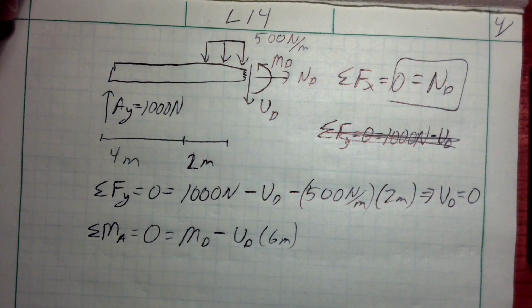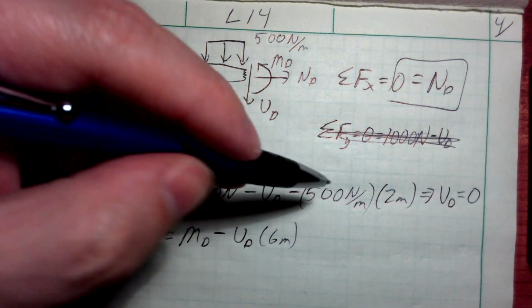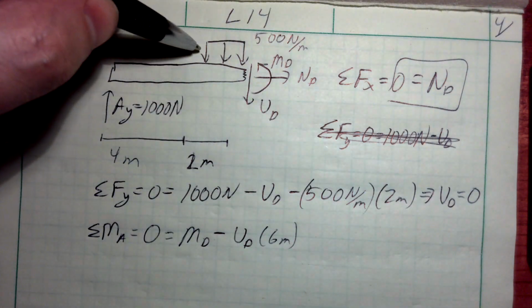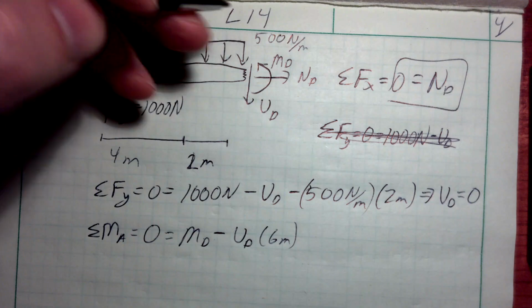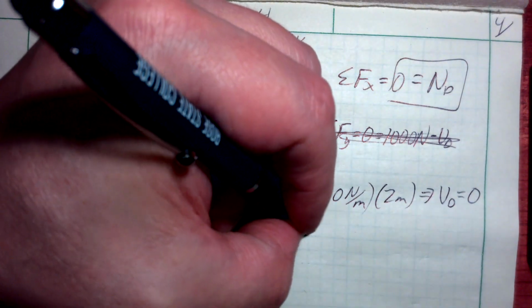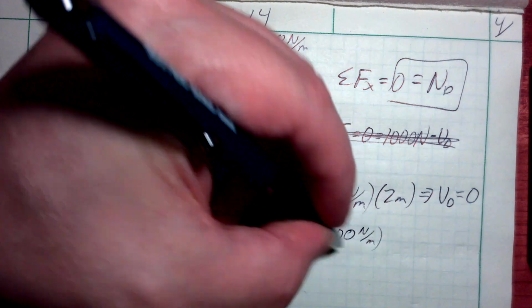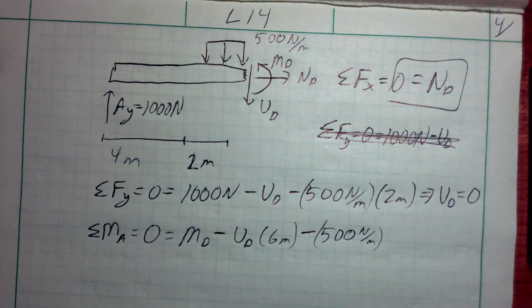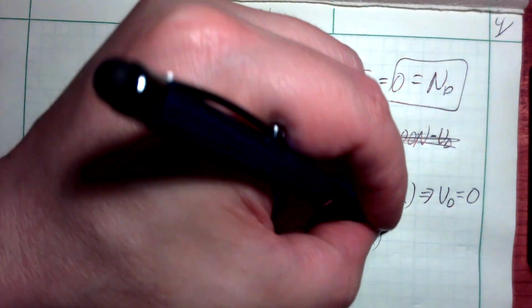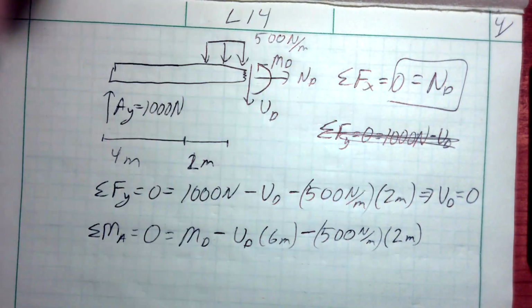So the shear at point D, as we've already said, is 0, so this term's going to be 0. But I do have one more thing causing a moment. I've got this distributed load causing a moment. It's causing a negative, or clockwise, moment, so that's 500 newtons per meter, applied over a distance of 2 meters.